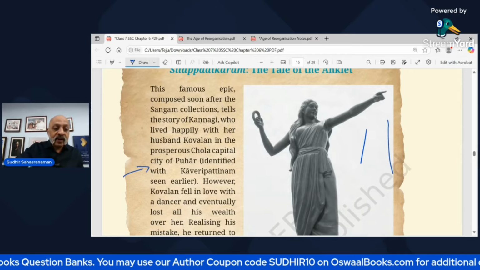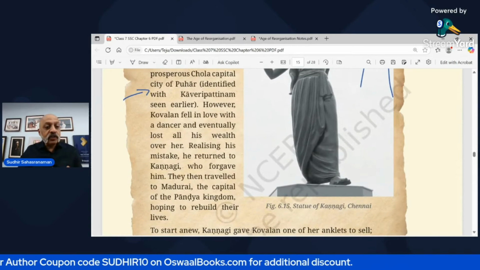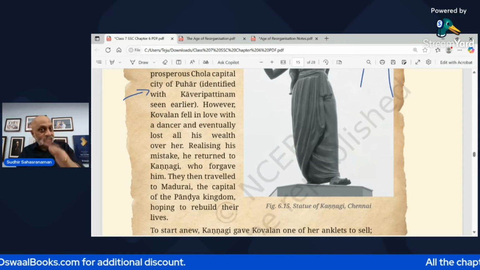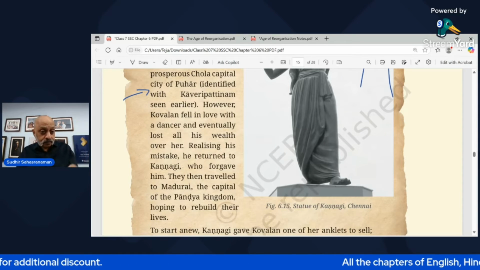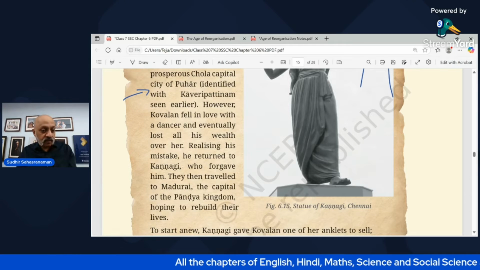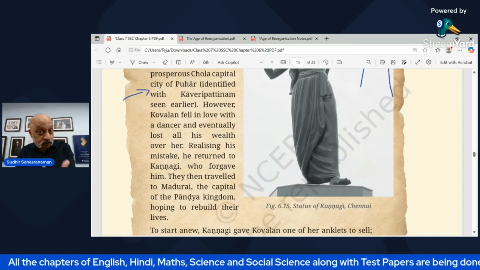However, Kovalan fell in love with a dancer, and eventually he lost all his wealth over her. Okay, so he went astray. Then he realized his mistake and he came back to Kannagi, his wife. Then they traveled to Madurai. Madurai is the cultural capital of Tamil Nadu.